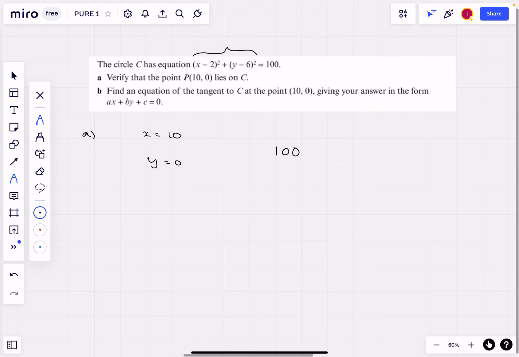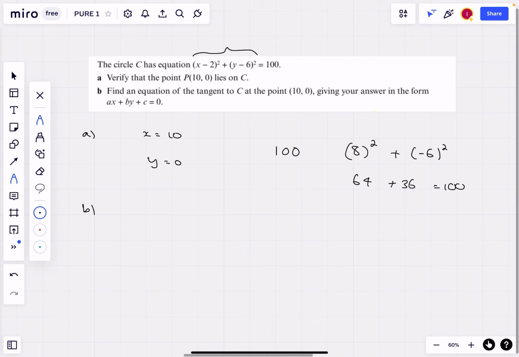10 minus 2 all squared is 8 squared, plus 0 minus 6 squared. So 64 plus 36, 100. That equals the right-hand side. There you go. Okay, part B. Find an equation of the tangent to C at the point (10, 0), giving your answer in the form ax plus by plus c equals 0.